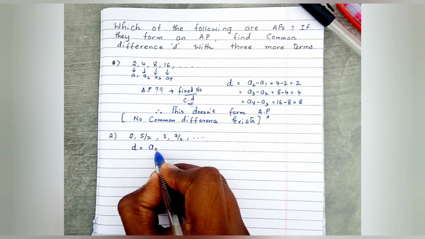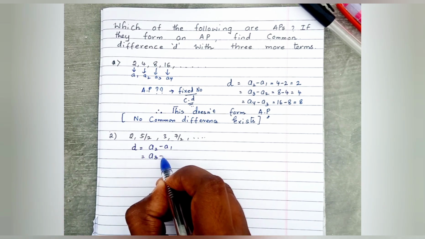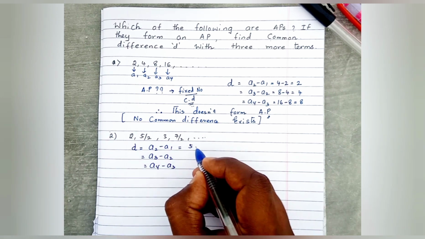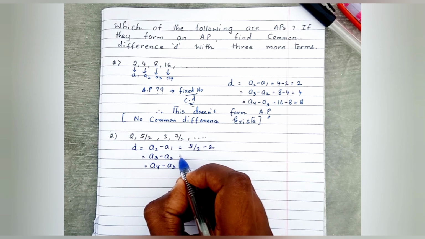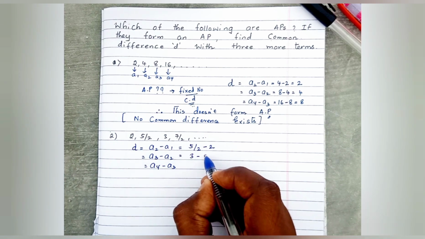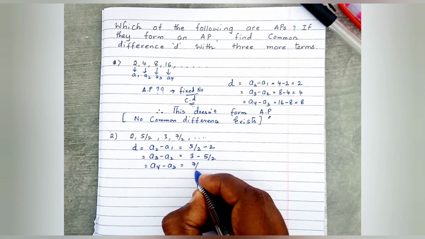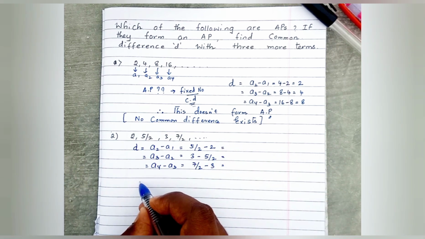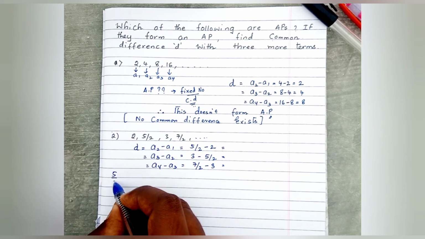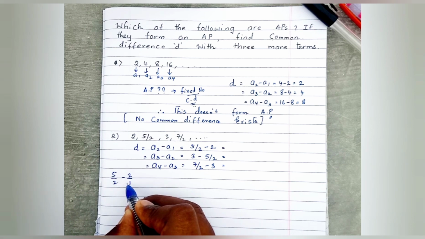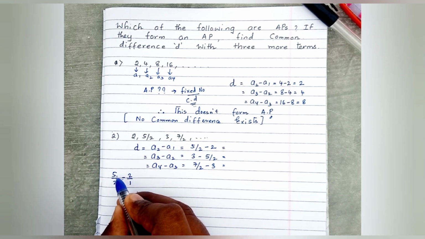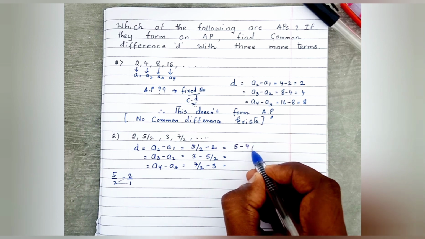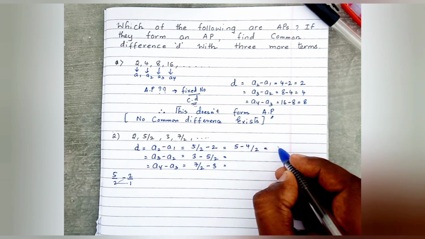Now we have to find out the common difference, that is D equals A2 minus A1, then A3 minus A2, then A4 minus A3. What is A2? 5 by 2 minus A1 is 2. Now A3 is 3 minus A2 is 5 by 2. Now A4 is 7 by 2 minus A3 is 3. Now students, 5 by 2 minus 2. I'll write 2 as 2 divided by 1. Just the butterfly method: 1 into 5 is 5, then 2 into 2 is 4, divided by 2 ones are 2. That is, 5 minus 4 is 1 divided by 2.